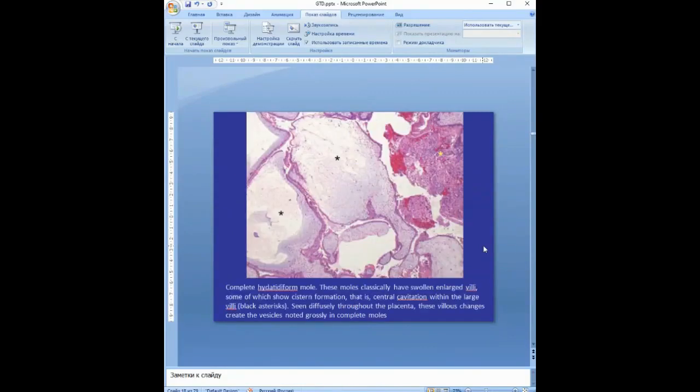In this picture, you see the presentation of complete hydatidiform mole. These moles, you already know, classically have swollen, enlarged villi, some of which show cistern formation, that is, central cavitation within the large villi, black asterisk. Seen diffusely throughout the placenta, these villous changes create the vesicles noted grossly in complete moles.